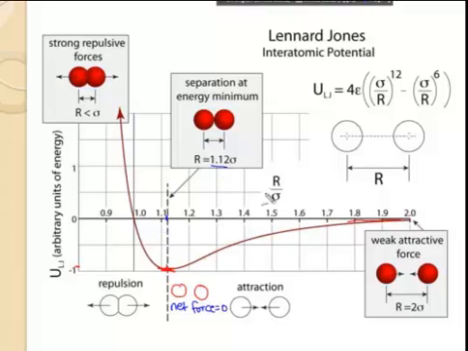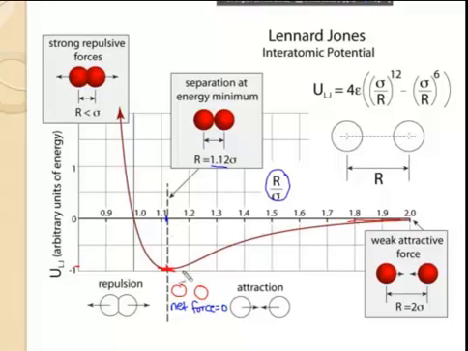Since the x-axis is defined as r over sigma, and this r represents 1.12, then this distance here, the optimum distance, corresponds to 1.12. Right, so that's the distance. Now that's the first important part of the curve.